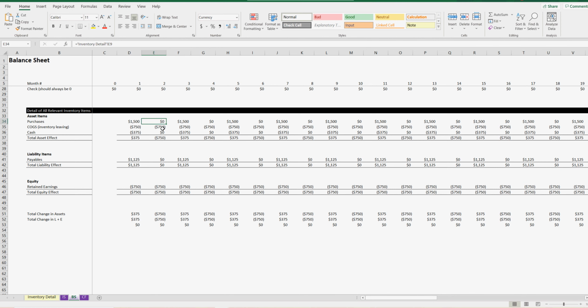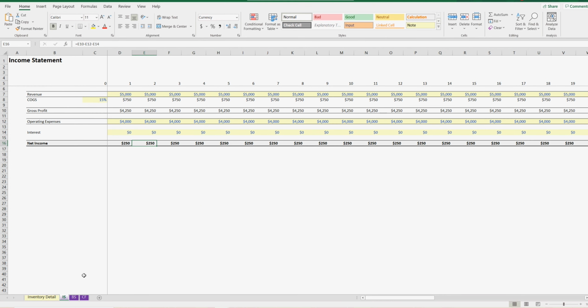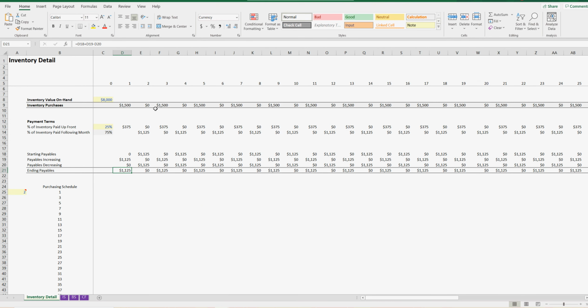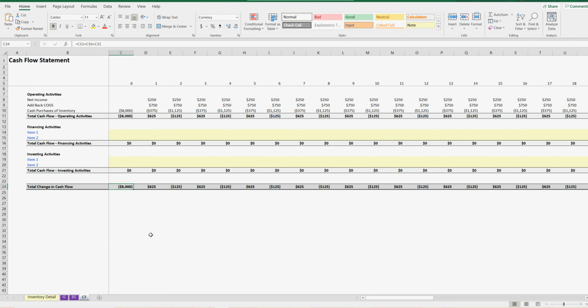And then month two, you can see inventory is still leaving, but there are no purchases, and we've paid off the liability. So the liability goes down, the cash goes down, so there's no effect there. And then you've just got inventory going down, which is affecting the income, which affects the retained earnings. You can see in month two, all that's happening is we've paid for this inventory.